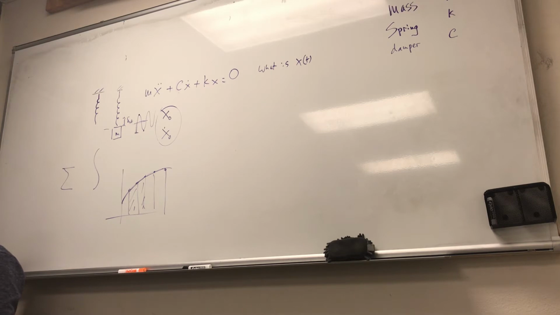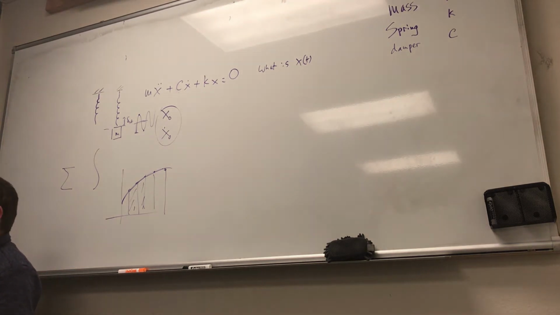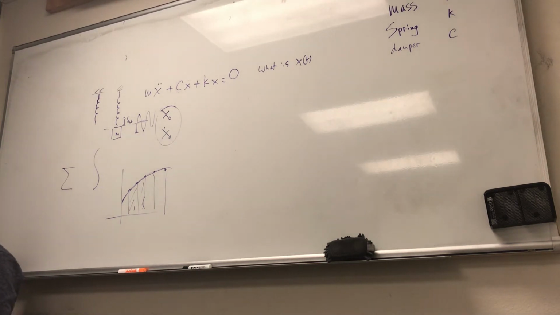Because is a system supposed to have just one natural frequency or more than one natural frequency? Well, we'll let you in on a secret. If it's 1 degree of freedom, it's going to have just one frequency. If it's 2 degrees of freedom, it's going to have 2 natural frequencies. If it's 3, it's going to have 3, and so forth, right?